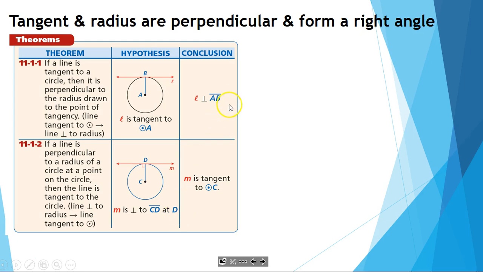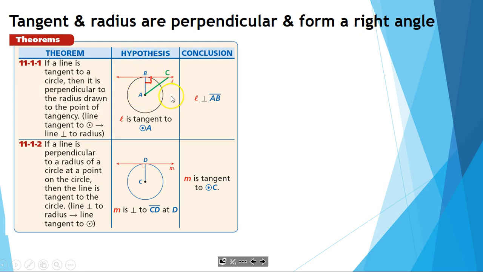So on this next problem, it says tangent and radius are perpendicular and form a right angle. So line L right here is our tangent, and AB is our radius. When we have a tangent and a radius, they always are perpendicular, which means they form a right angle. So we can put a right angle symbol here. Now, also, oftentimes when you see problems like this, they're going to have an additional line here, like AC. So I told my students to go ahead and draw that.